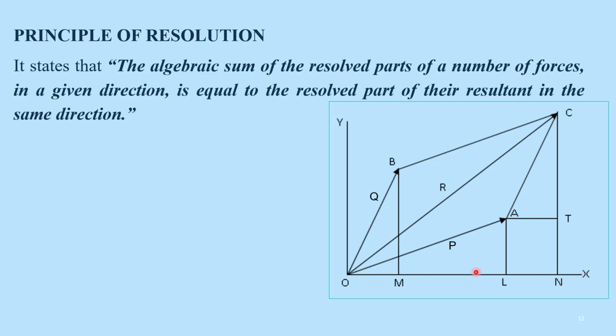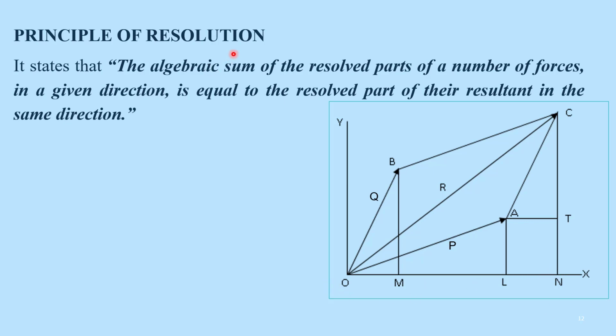So I have three components along the x-axis. The first component is that of P along the x-axis, that is OL. The second one is the component of Q along the x-axis, that is OM. And the third one is the component of R along the x-axis, that is ON.